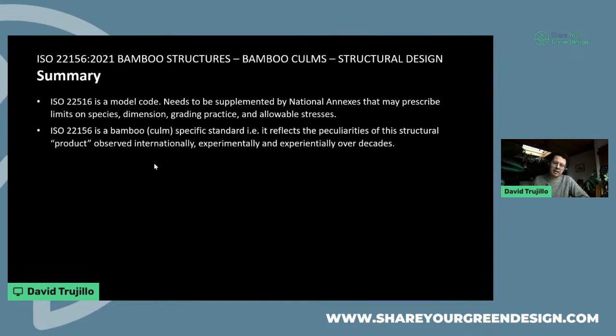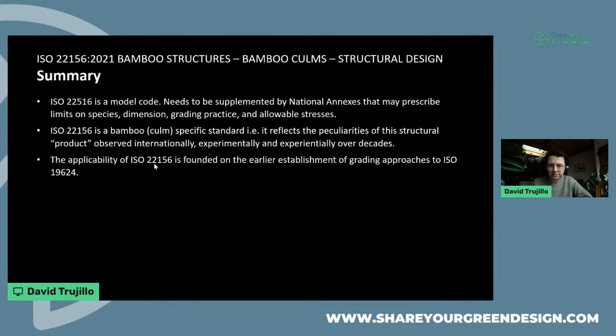It's specific to bamboo. It's not some sort of copy-over of a timber standard. It is built around the peculiarities of bamboo, and I've put "product" in speech marks, because when we're using bamboo as a column, we shouldn't think of it as a material. We should think of it as a product. That means it comes with certain sizes and characteristics. And this is based on the work and observations undertaken by an international team, based on experience and experiments over decades. So it's far superior to the other bamboo standards that existed around the world prior to it.